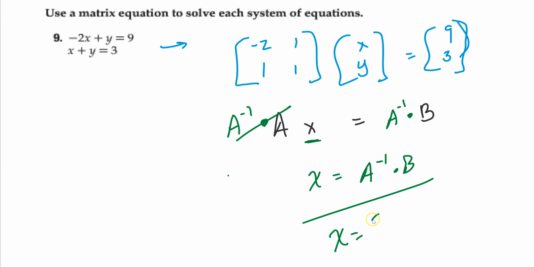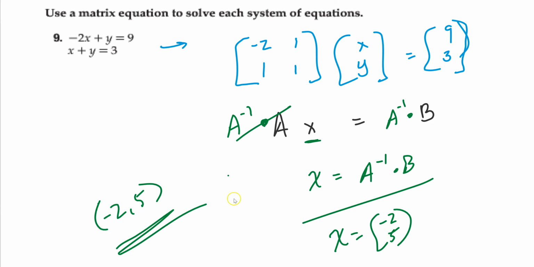So x equals -2, 5, which my answer is, remember, always use a coordinate point, (-2, 5), unless it's an application problem. Right, so that's how you can solve in your calculator, and it works for 2 by 2, 3 by 3, 4 by 4, it always works. So that's one way to solve it using a calculator.